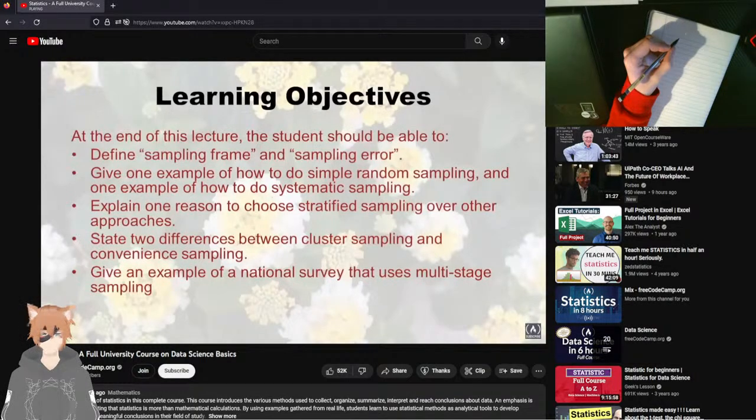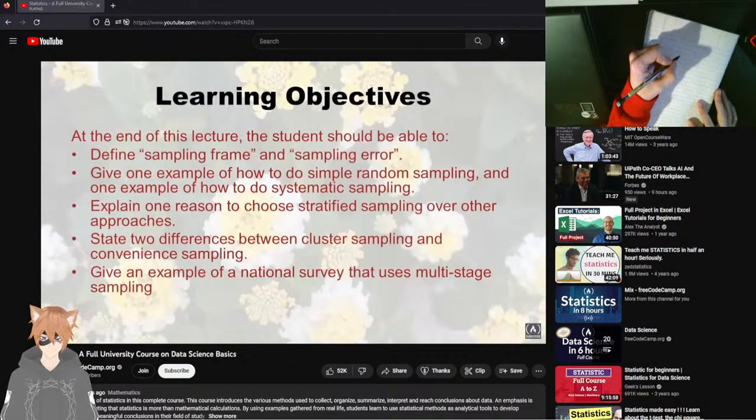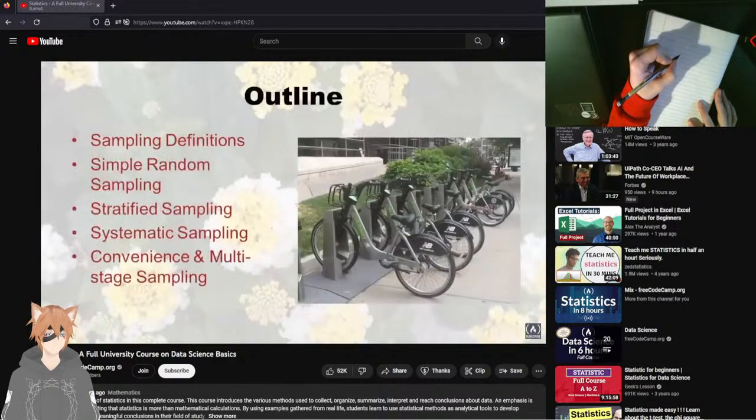The student should be able to explain one reason to choose stratified sampling over other approaches, state two differences between cluster sampling and convenience sampling, and give an example of a national survey that uses multi-stage sampling. So let's jump right into it here. We're going to go over in this lecture sampling definitions, and then those different types of sampling I mentioned in the learning objectives: simple random sampling, stratified sampling, systematic sampling, and then convenience and multi-stage sampling.